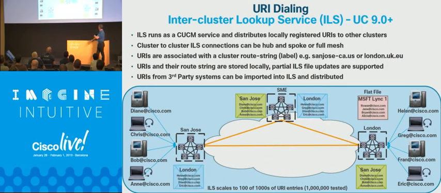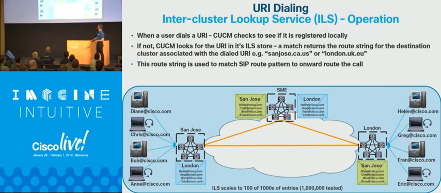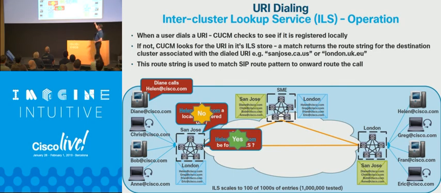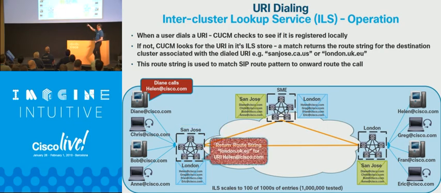Now when you make a call, so you can import flat files. If you've got a Microsoft system, you can import those into the system as well. And again, the way that that operates is Diane's going to call Helen over here in London. I look to see if it's locally registered. It's not. So what I'll do is then look into ILS. Can I find the URI in ILS? Yes, I can. And then I'm going to refer back to the system and say, use this route string. And the route string basically represents all of the URIs in this cluster down here. So I'm going to send that back to the end system.